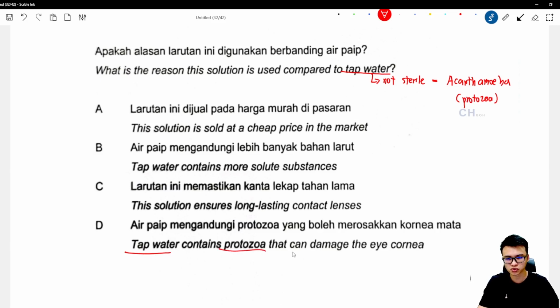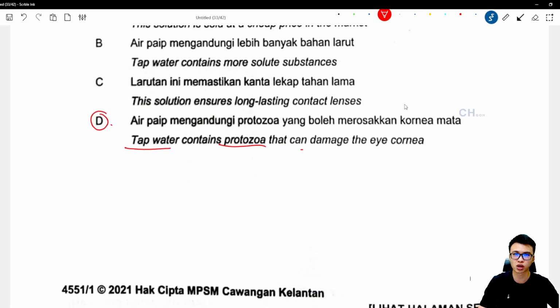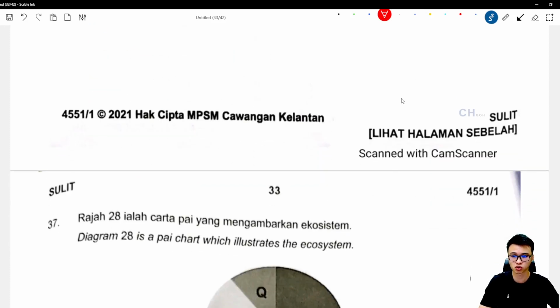Tap water contains protozoa that can damage the eye cornea. So this is the answer, D. That's why we need to use a special solution to wash your contact lens.